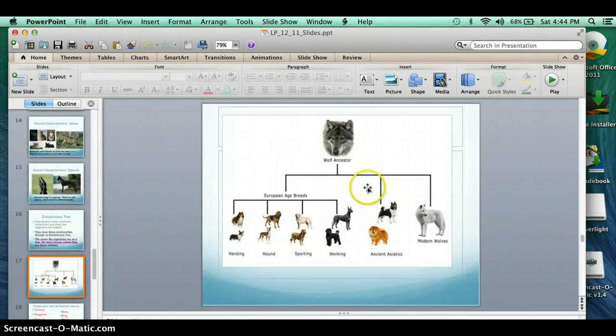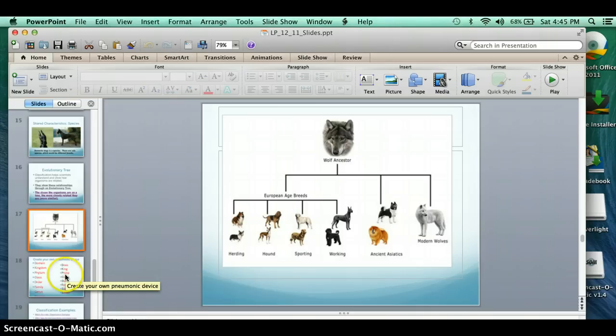So we've seen this tree from Monday. Any organisms that are very close to each other and on the same branch of the tree are closely related to each other. So like we said on Monday, the herding dog and the hound dog are very similar to each other instead of the herding dog and the working dog because they're on opposite sides of the branch. So the ones that are closest to each other are most similar to each other, have the most similar characteristics.